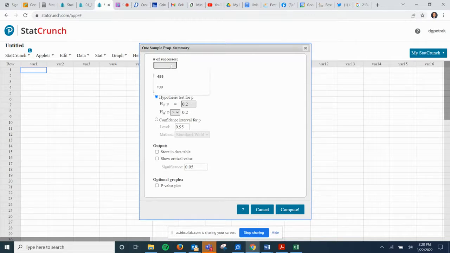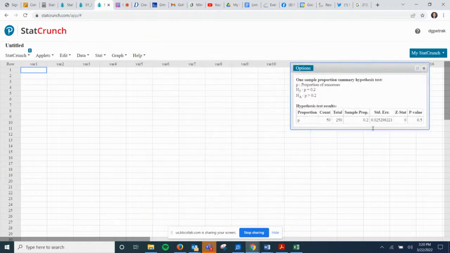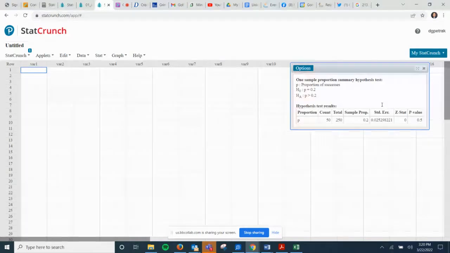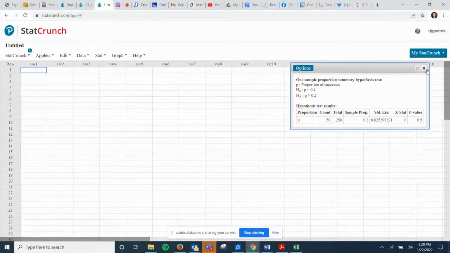And then what was the sample data? How many out of how many? 250 subjects, and 50 of them developed nausea. So 50 out of 250. As you can see, it's exactly the same because 50 out of 250 is 20%. So that's a z-score of 0. And so it reinforces that it's exactly 20%, exactly the same.